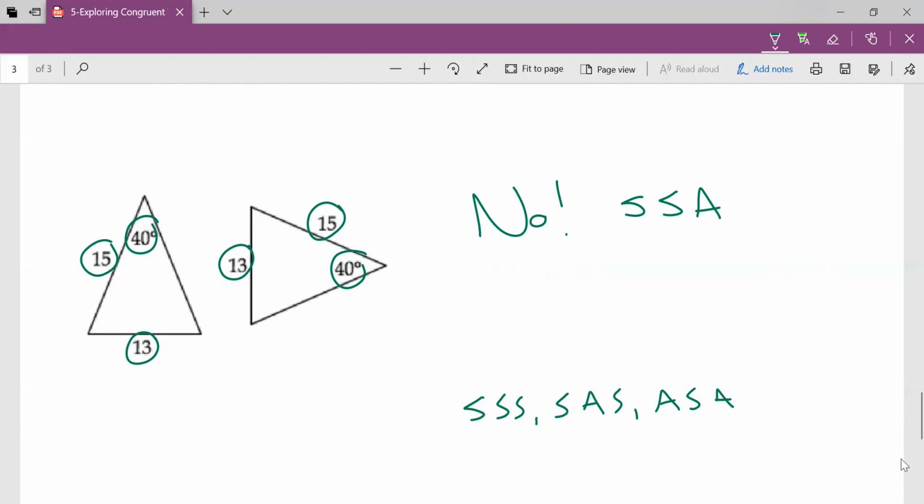All right, now in the next video, we'll actually prove triangle congruency. It's going to be a little bit trickier. So make sure you've mastered this before you move on to that.